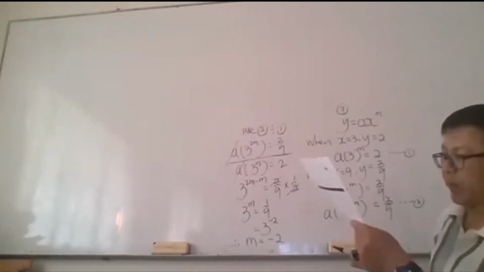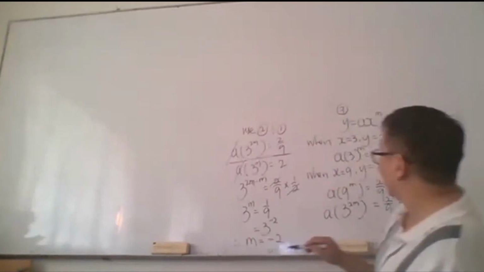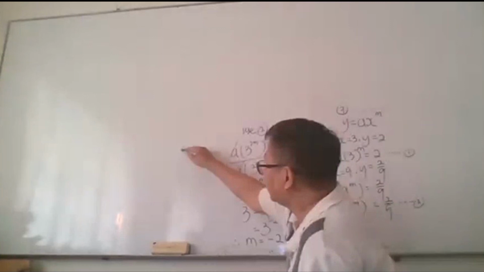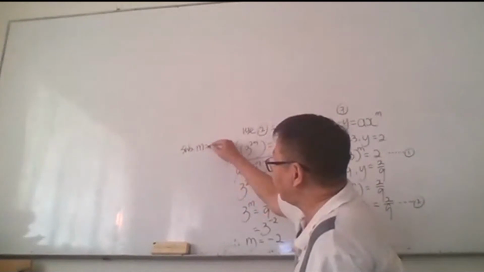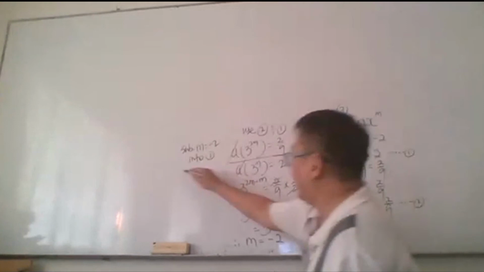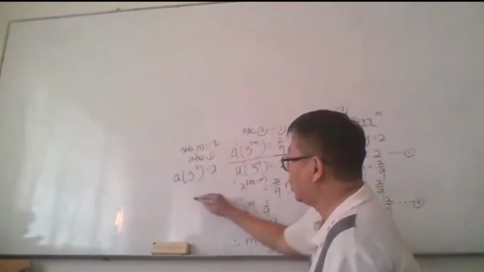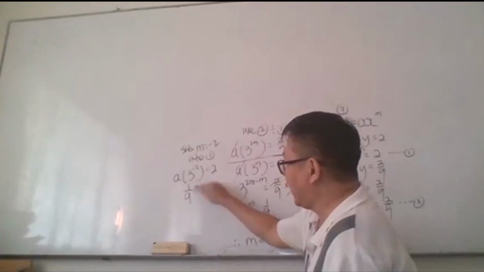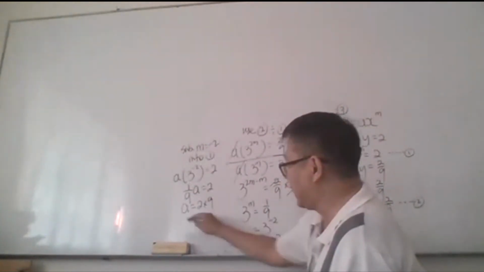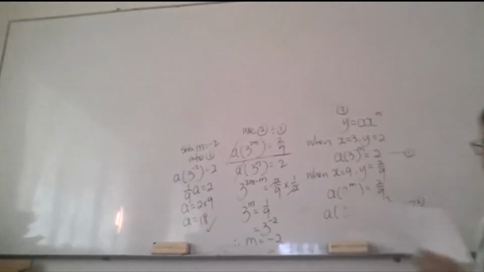negative 2. But the question not only asks you to find the value of m. The question also requests students to find the value of a. So I will substitute m equal to negative 2 into equation 1. So a times 3^(negative 2) equal to 2. So this is a over 9 equal to 2. And a will be 2 times 9. The value of a is equal to 18.